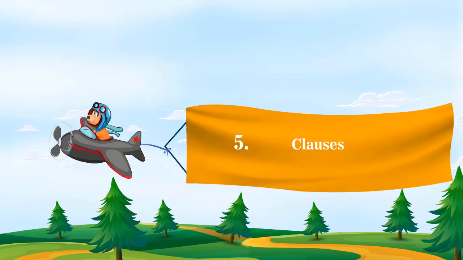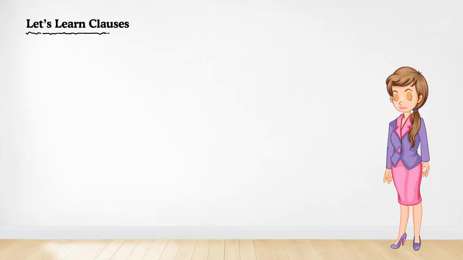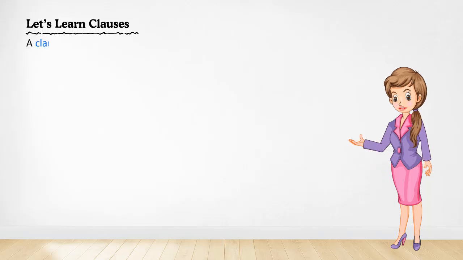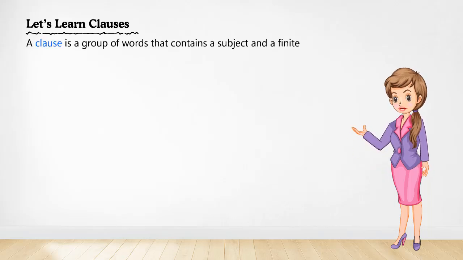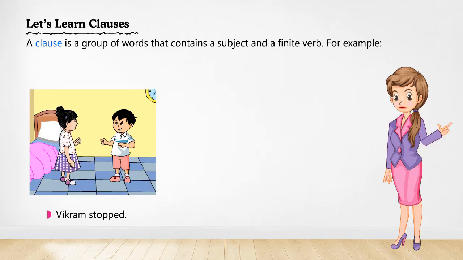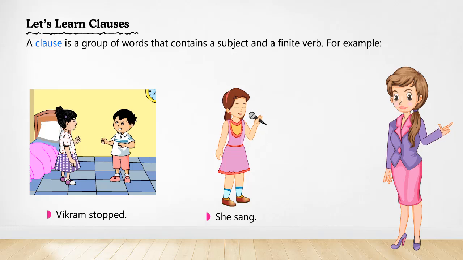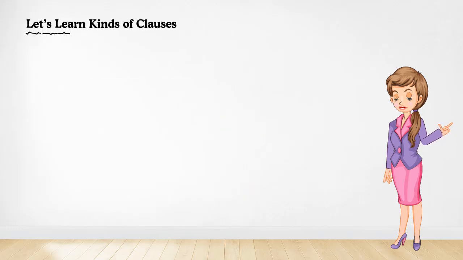Chapter 5. Clauses. Let's learn clauses. A clause is a group of words that contains a subject and a finite verb. For example, Vikram stopped. She sang. He slept.